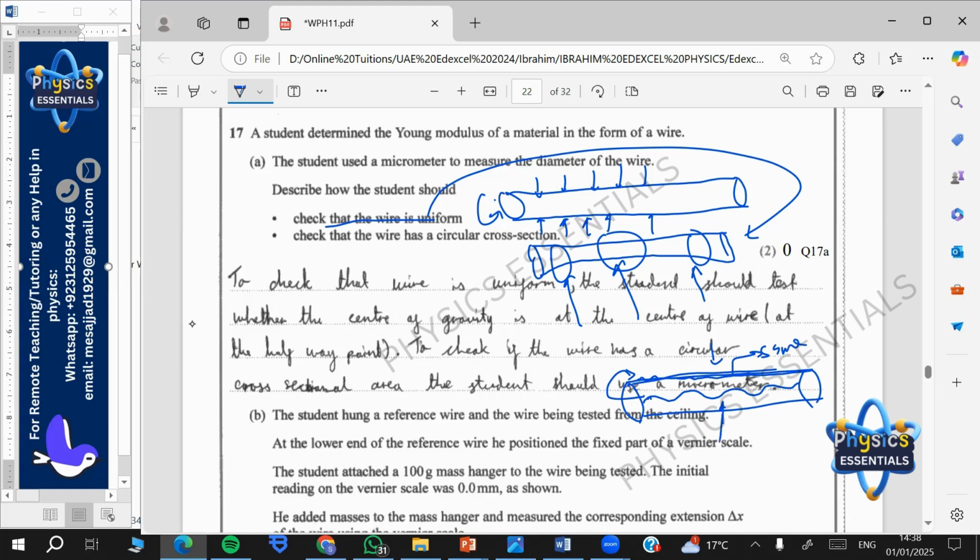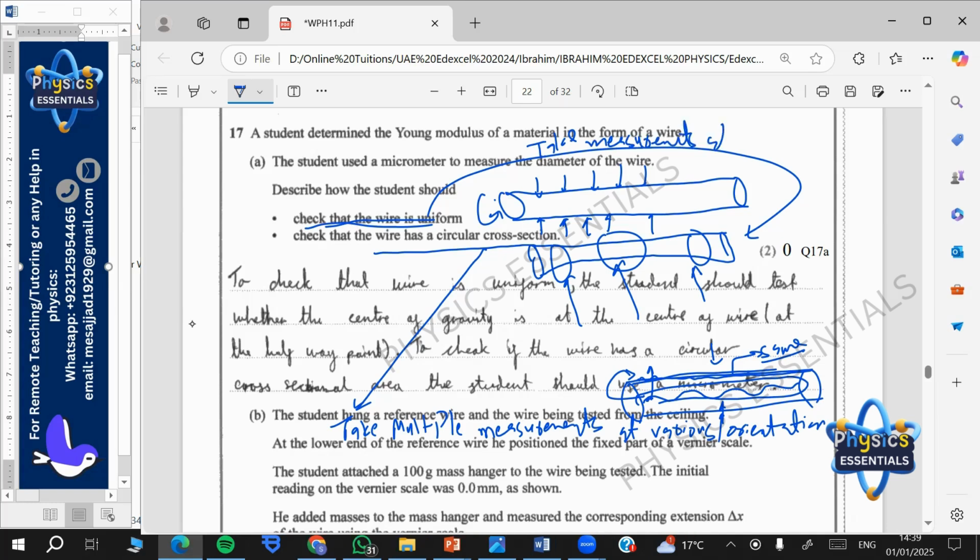So for example, if you measure these two sides with a micrometer, it will show the same thickness. And when you rotate it and bring this side on the top and then measure using the micrometer, it will show that there is some change in the diameter, because the wire is not uniform from this point. So therefore, in order to make sure that the cross section is uniform, you need to take multiple measurements at various orientations. And in order to make sure that the wire is uniform, take measurements at various locations.